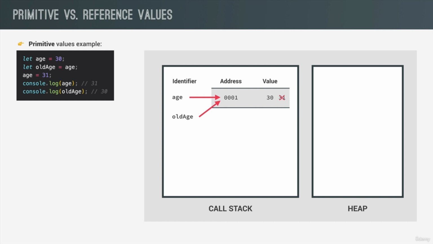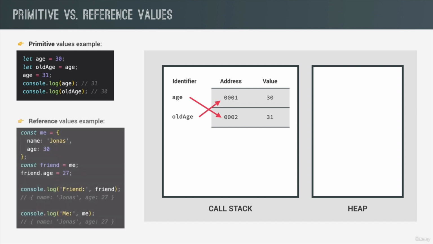Also, the value at a certain memory address is immutable, or in other words, it cannot be changed. So instead, what's going to happen here is that a new piece of memory is allocated, so is created, and the age identifier now simply points to the new address, which is holding the new value of 31. All right, and that's why when we log both our variables to the console in the end, they both return exactly the values that we expect.